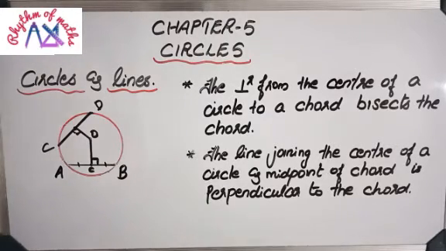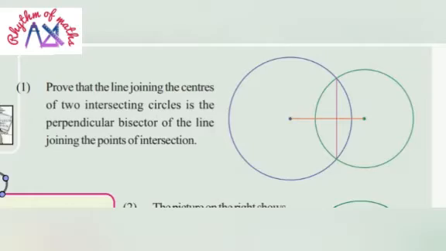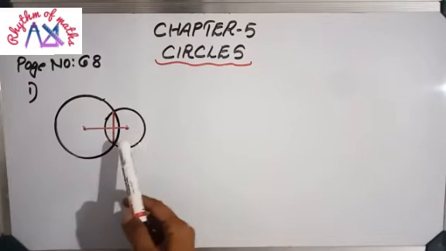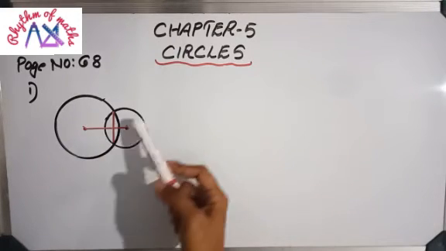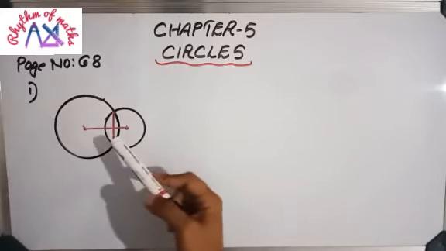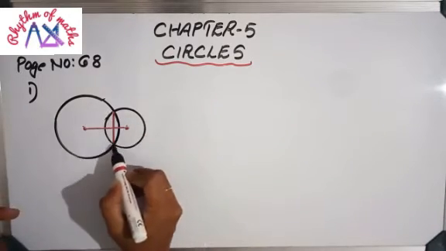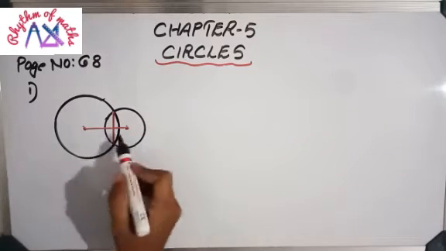Page number 68, first question. Prove that the line joining the centers of two intersecting circles is the perpendicular bisector of the line joining the points of intersection. Two circles are given in the figure. One circle, another circle. These two circles intersect at these 2 points, and these two are the center points.